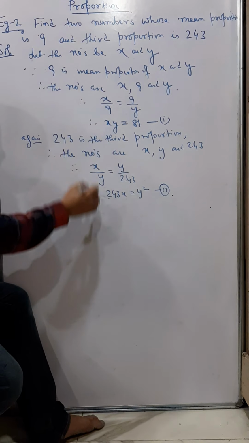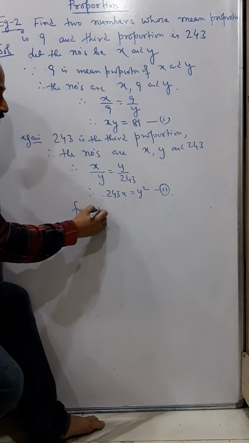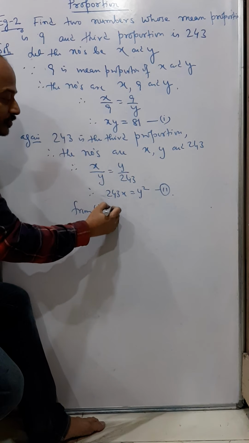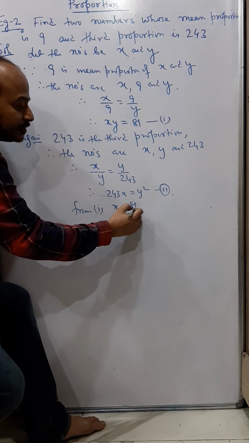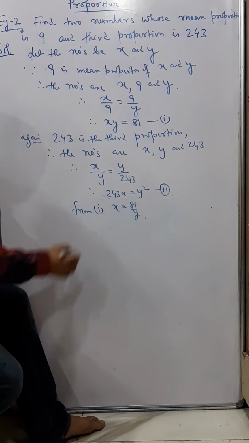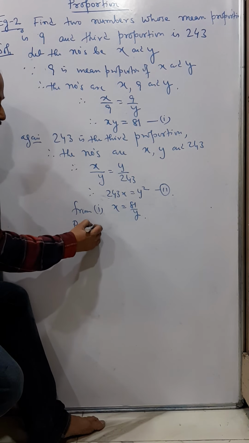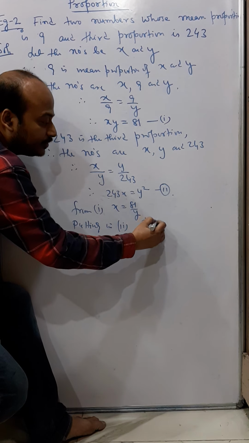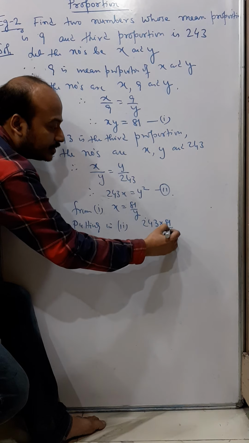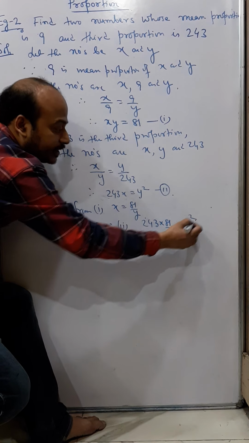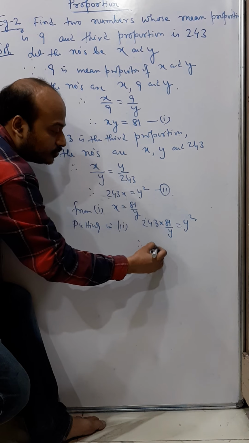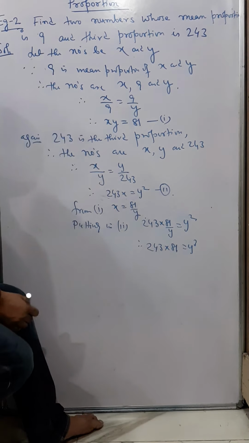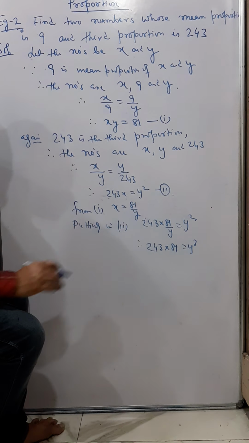Now from 1 we can say that x equals 81 by y, is it not? From 1 we can say that x equals 81 by y. Now putting in 2, what we got? We get 243 into 81 by y equals y square, and finally we got 243 into 81 equals y cube. So we can get y from here.